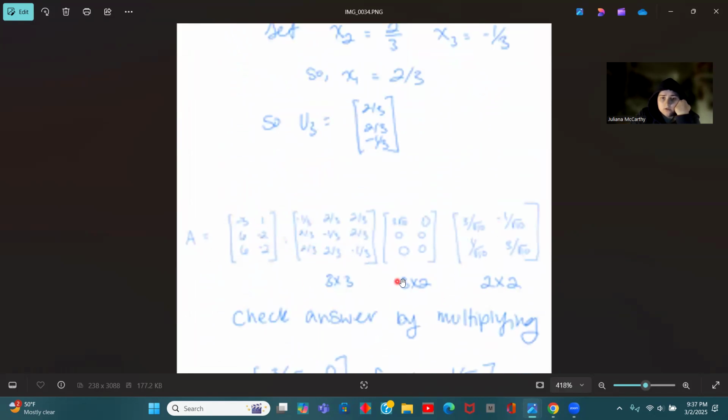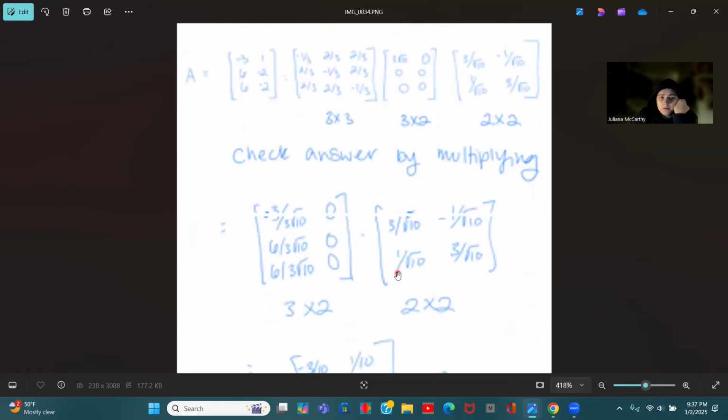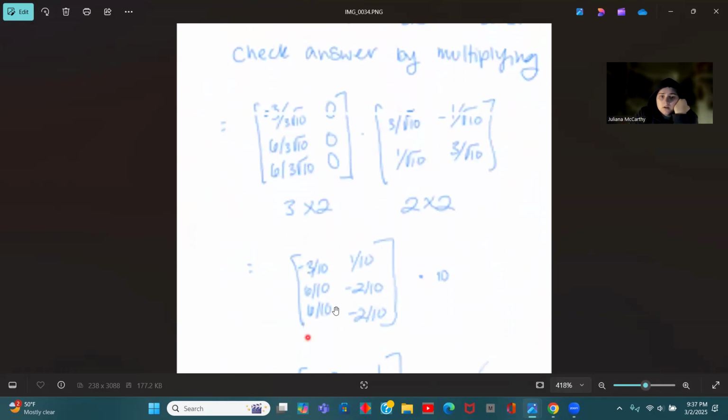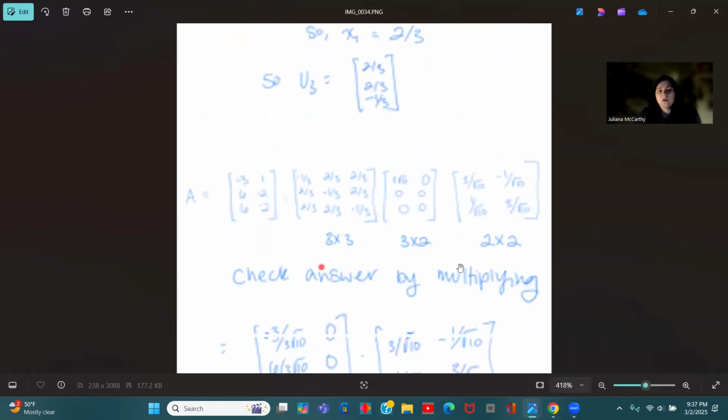We have A equals u times sigma times v transpose. And we can easily check this answer by multiplying them out. We see this is a 3 by 3 now, which can be multiplied by this 3 by 2, which will get us a 3 by 2, and the 3 by 2 can multiply by a 2 by 2, so everything can multiply. And so now it's just a matter of doing the math. We get this. This is what we get in the end. It's just scaled by 1/10 to get our original A. So it checks out. So we found in the end, we found the singular value decomposition of A.